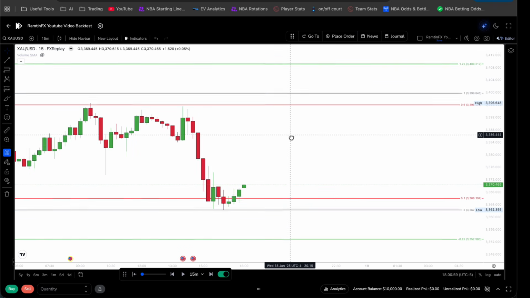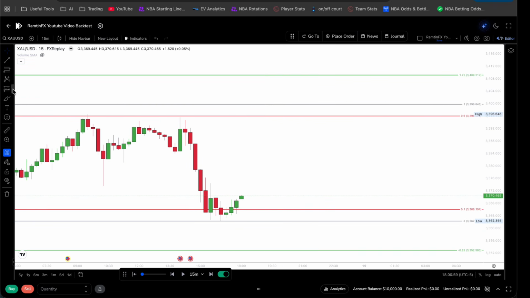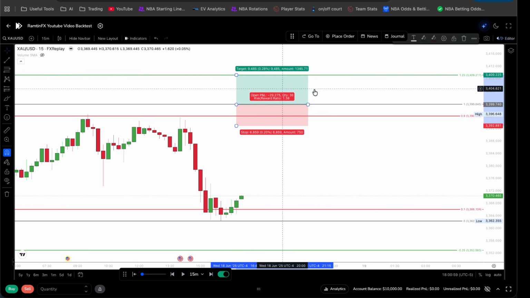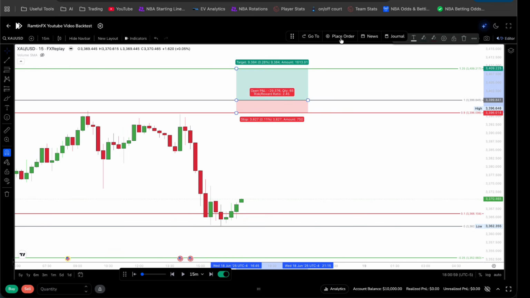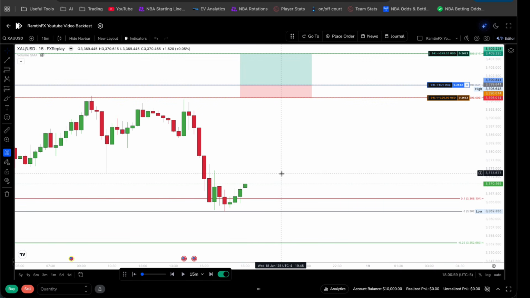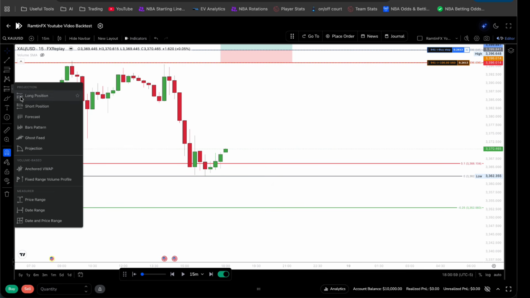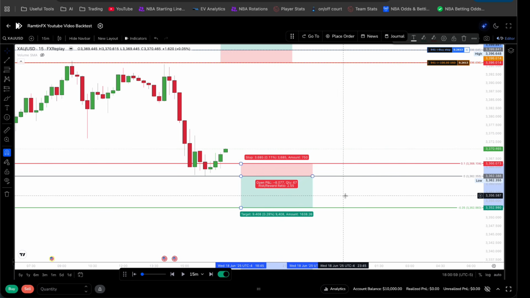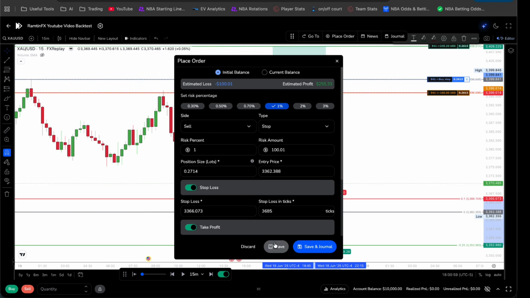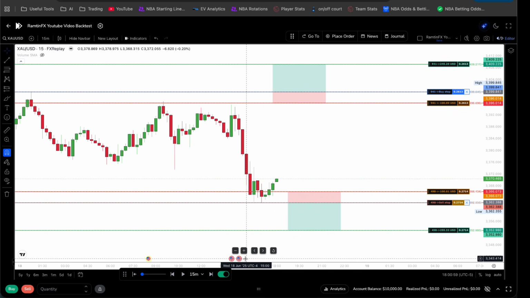We're going to place a buy stop at the 1, take profit at the 1.25, stop loss at the 0.9. Then we're going to place a sell stop at the 0, stop loss at the 0.1, take profit at the negative 0.25. And that's it. How easy is that?